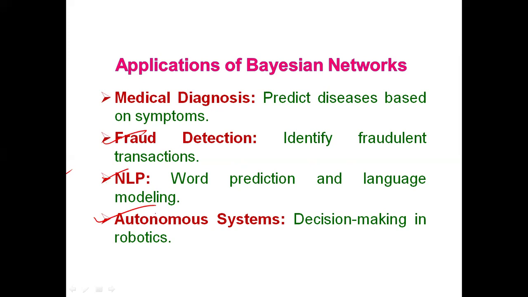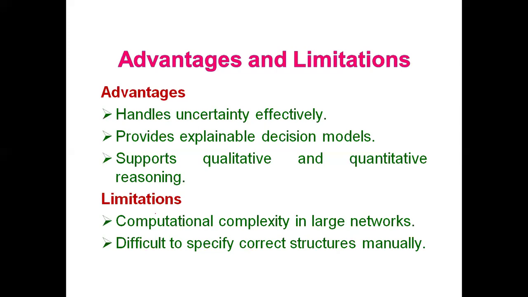This we have seen in the previous lectures, and it has advantages and also some limitations. Advantages are that it handles uncertainty. Bayesian networks provide a robust framework to handle incomplete or uncertain information. And it is used for explainable decision models. The graphical representation and probabilistic reasoning make the decision making process transparent and interpretable. And it supports qualitative and quantitative reasoning. How? Bayesian networks allow for a combination of data driven and expert knowledge based models.